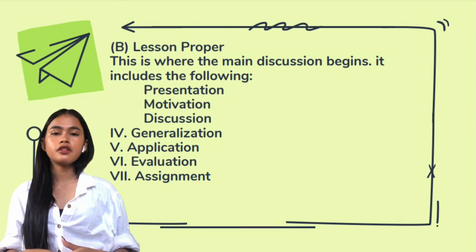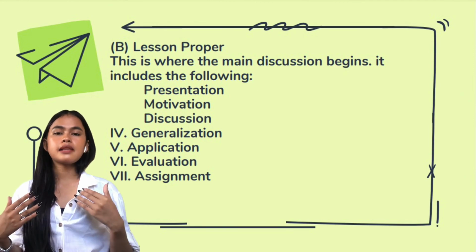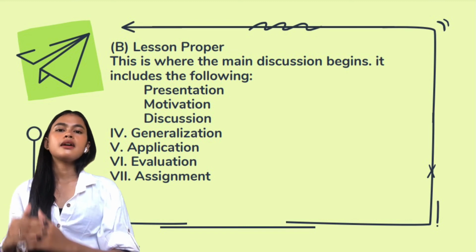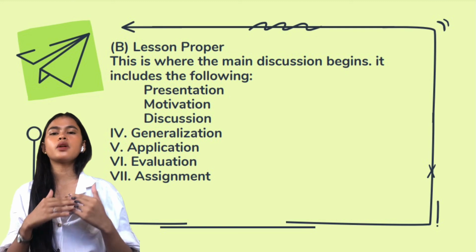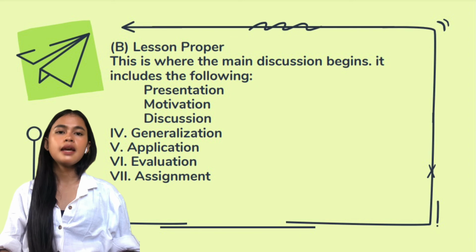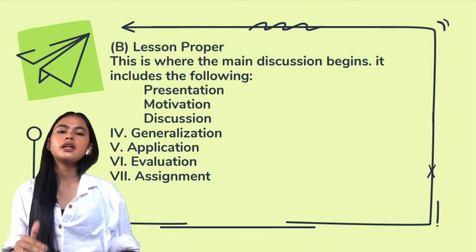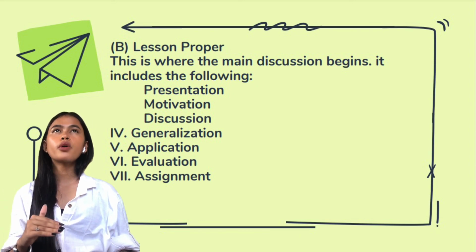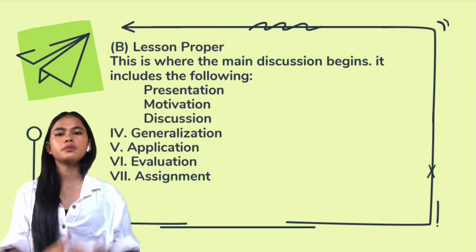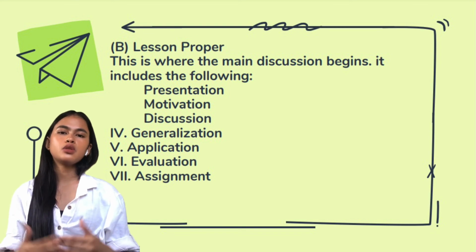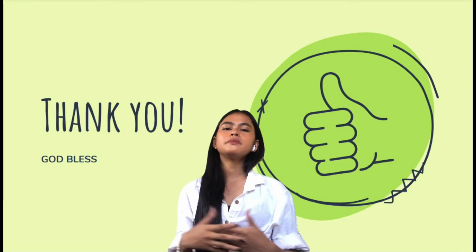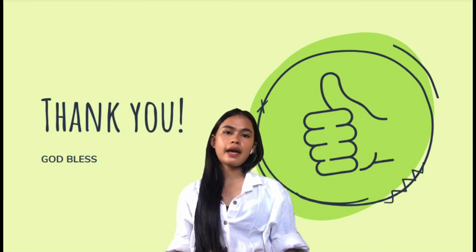The sixth part of the detailed lesson plan is the evaluation. The teacher gives a brief quiz, test, or an activity that will test the students' learning from the discussion. And lastly, the assignment. It is where the teacher gives a homework or home task for the students to accomplish, which is still related to the lesson or discussion. And that would be all for the detailed lesson plan.